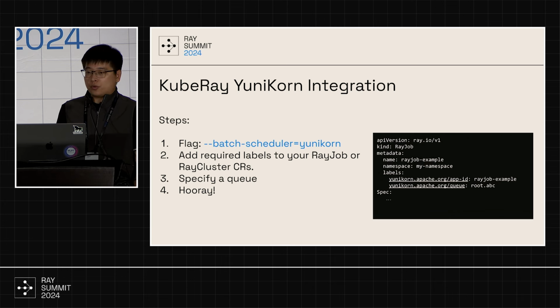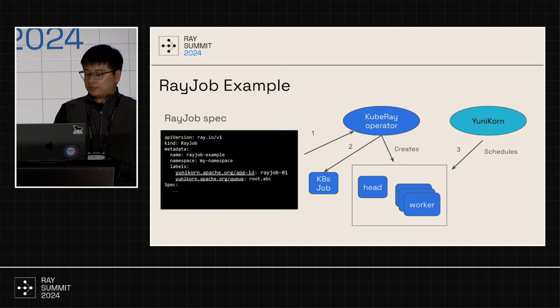You have YuniKorn installed, then you can easily use all these YuniKorn features. And the way to use it is basically you can set the labels, very simple labels. Maybe one is the app ID and the other is the queue name, to basically tell YuniKorn which queue you want to run your Ray cluster Ray job on. Then it will work out of the box.